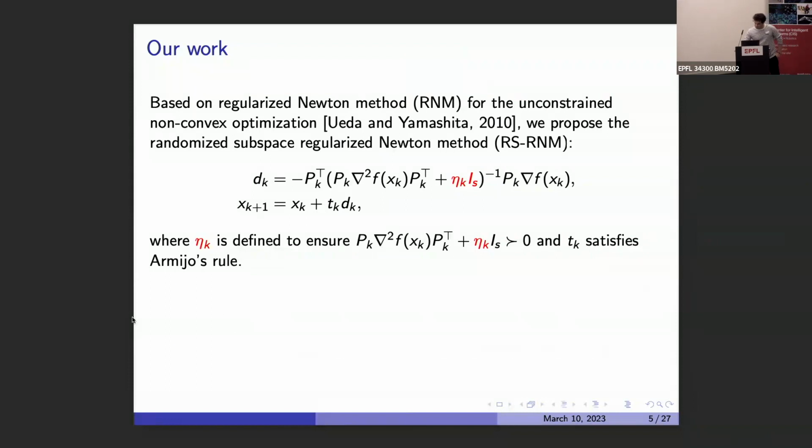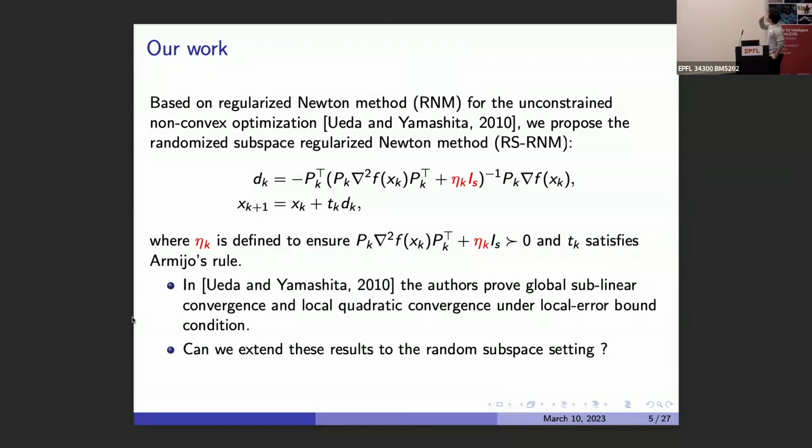In the original paper, there is no random subspace; it's just a deterministic method. What the authors proved was a global sublinear convergence and a local quadratic convergence, assuming some local error bound condition. This condition says that the distance between your point and the local optimum is bounded by some constant times the norm of the gradient.